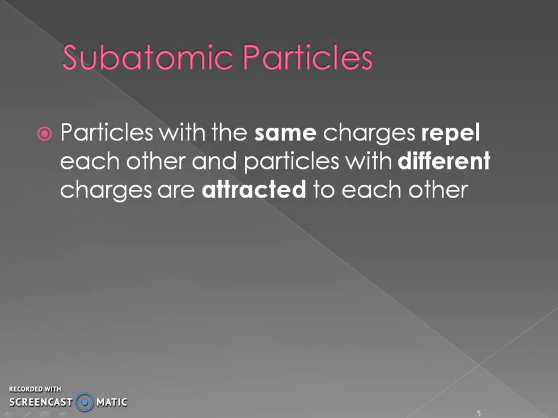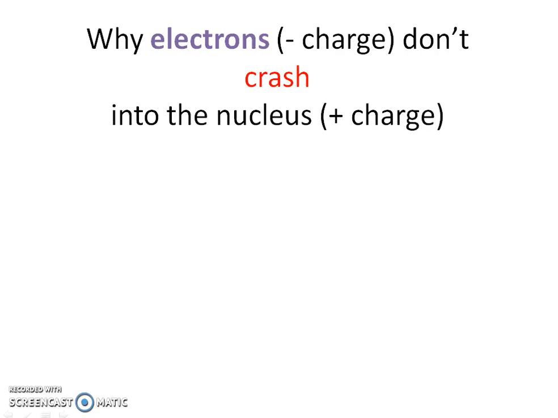So we want to remember that particles with the same charge repel each other, and particles of different charges will be attracted to each other. Have you ever wondered why electrons, which are negatively charged, don't crash into the nucleus, which is positively charged, because that's where the protons are? What's letting the electrons be in their energy levels and not just crash into the nucleus, which they should be attracted to because of the charges?